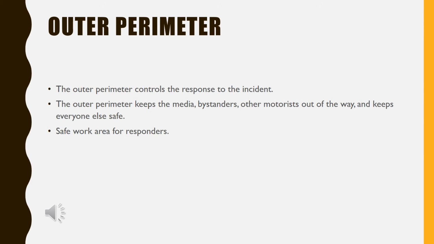Next is the outer perimeter. Now, with the inner perimeter controlling the incident, the outer perimeter controls the response to the incident. The outer perimeter is what keeps the media, the bystanders, and the other motorists out of the way and keeps everybody else safe, so they know, hey, there's something going on, we need to stay back to prevent anything from happening. You want that safe work area for your responders too. So this is going to be the path in which they are in a safe environment, knowing that they're not going to get hurt.